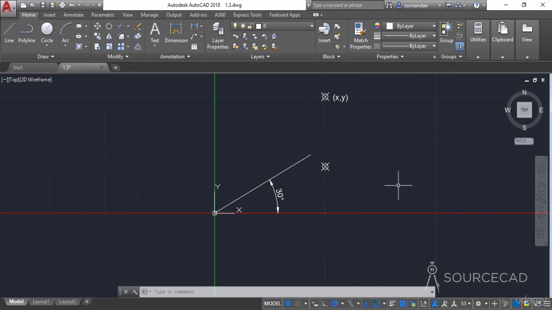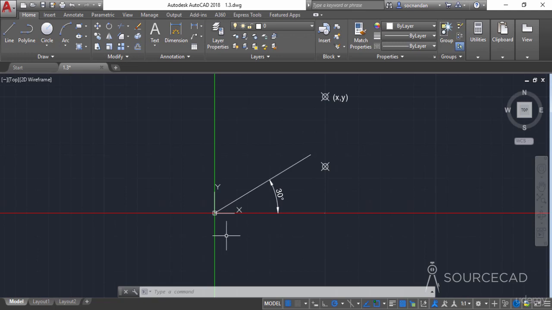AutoCAD uses the very popular Cartesian coordinate system for making the drawings. In the Cartesian coordinate system, we have x, y, and z axes. Here we have the x-axis represented with a red line, the y-axis represented with a green line, and we also have a z-axis which we cannot see because we're in the 2D plane. The z-axis is pointing outwards from the screen right now.